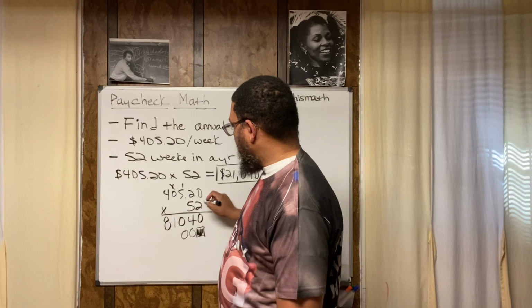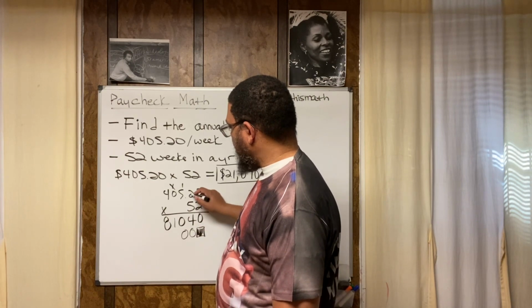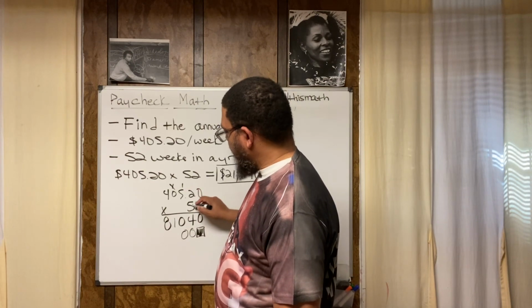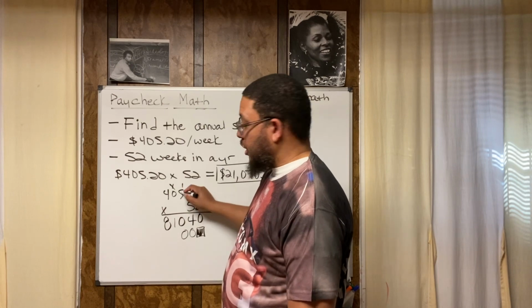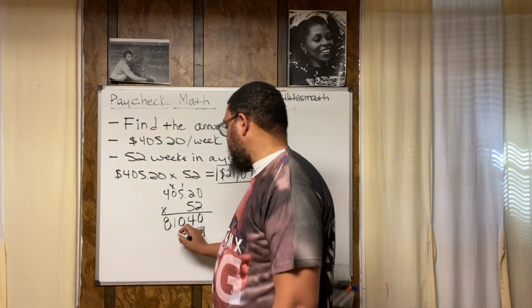Now, I did 5 times 0. That was 0. 5 times 2 is 10. 0, carry the 1. Okay, now I'm doing 5 times 5. 5 times 5 is 25. Plus 1 is 26. Right?